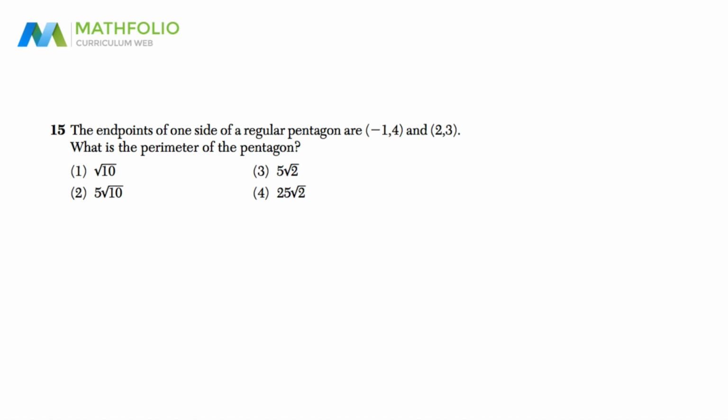Okay, here's 15. The endpoints of one side of a regular pentagon are given, and that gives you a few points. So a regular pentagon means that all sides are exactly the same. They are all congruent. And so these points might not look like they're in the right place, but it says the endpoints of one side. So let's just put -1, 4, and the other side is 2, 3.